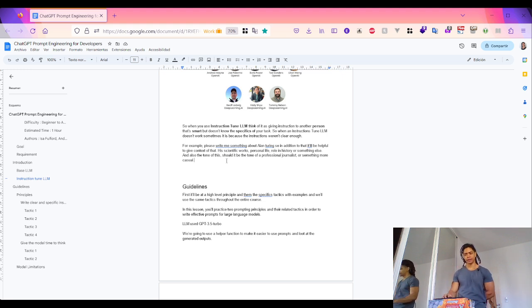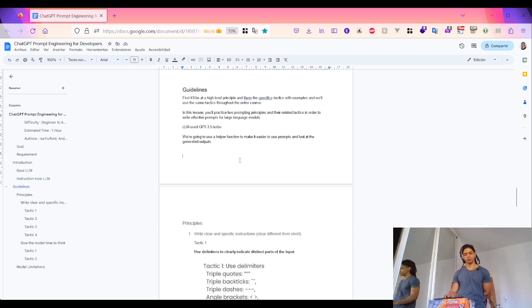And roughly speaking, it talks about what you should do to get the proper answer, like be specific and mind the tone here. Then I look at the guidelines. These guidelines tell you from a high-level perspective about two principles, and then the tactics that each one of them implements. The first is the setup, and also which large language model we are going to use: GPT-3.5 Turbo. So we can replace this with any other large language model.